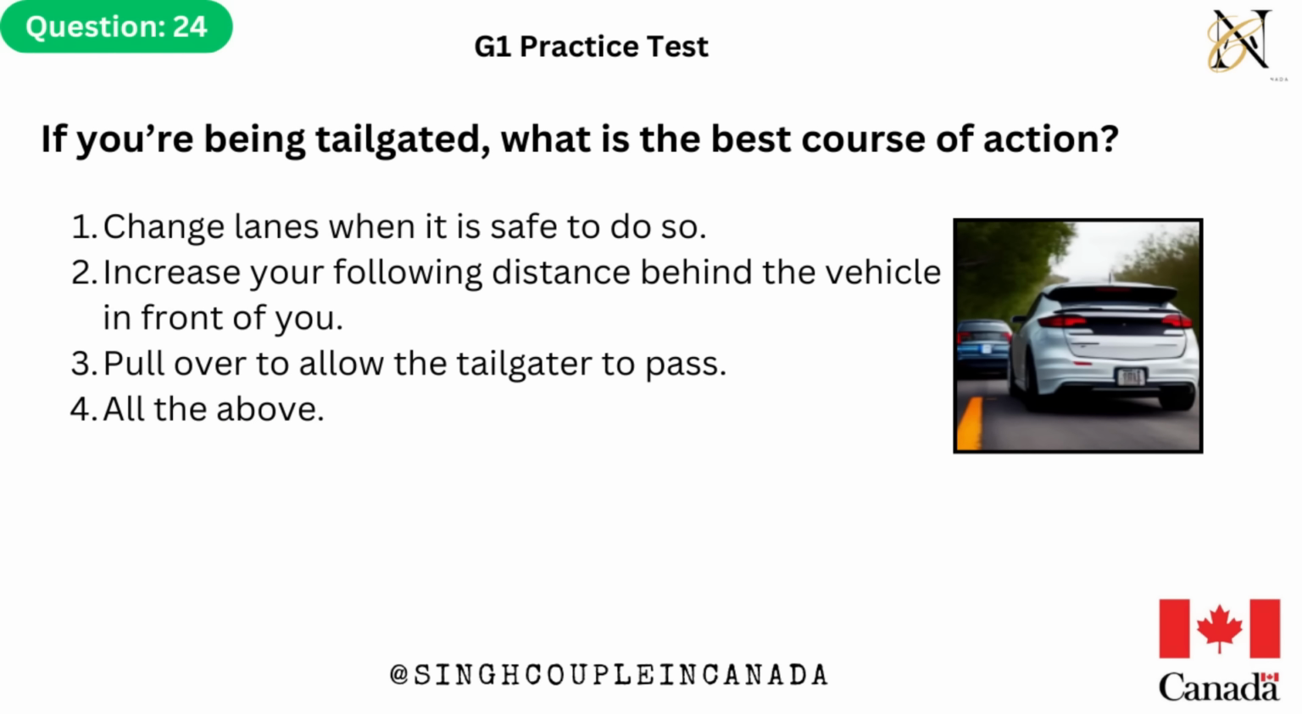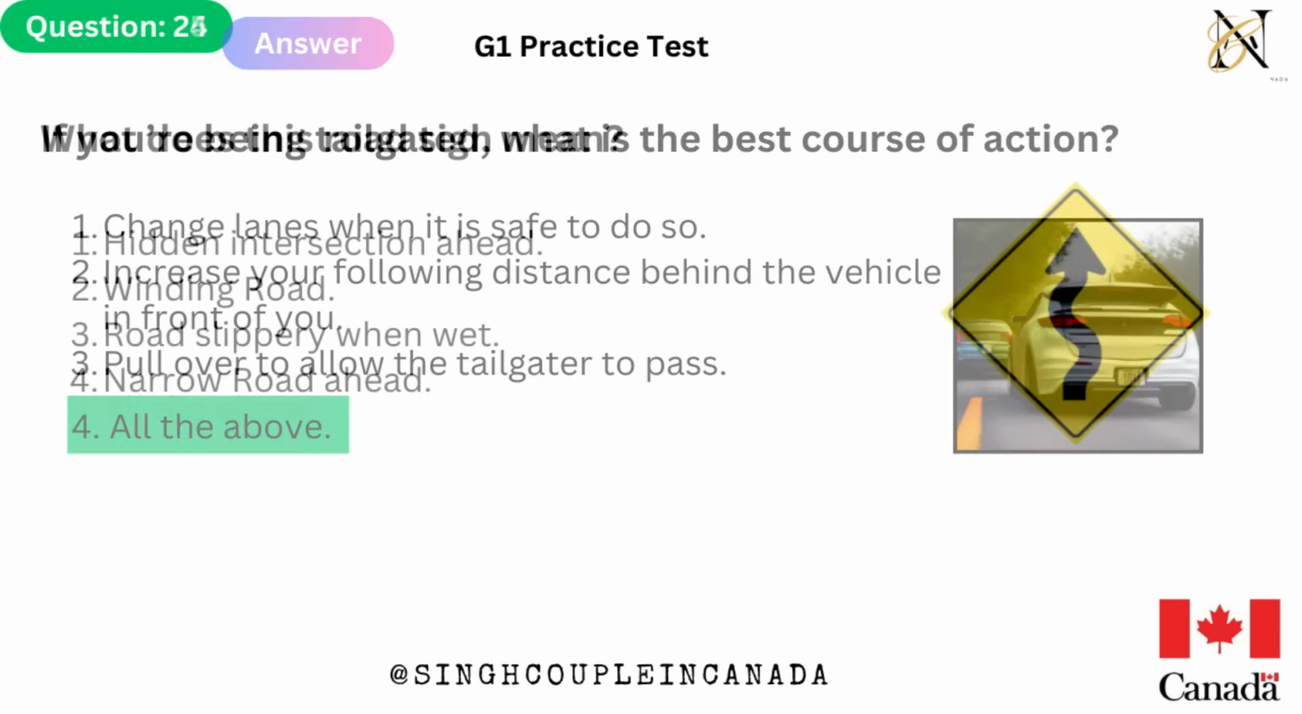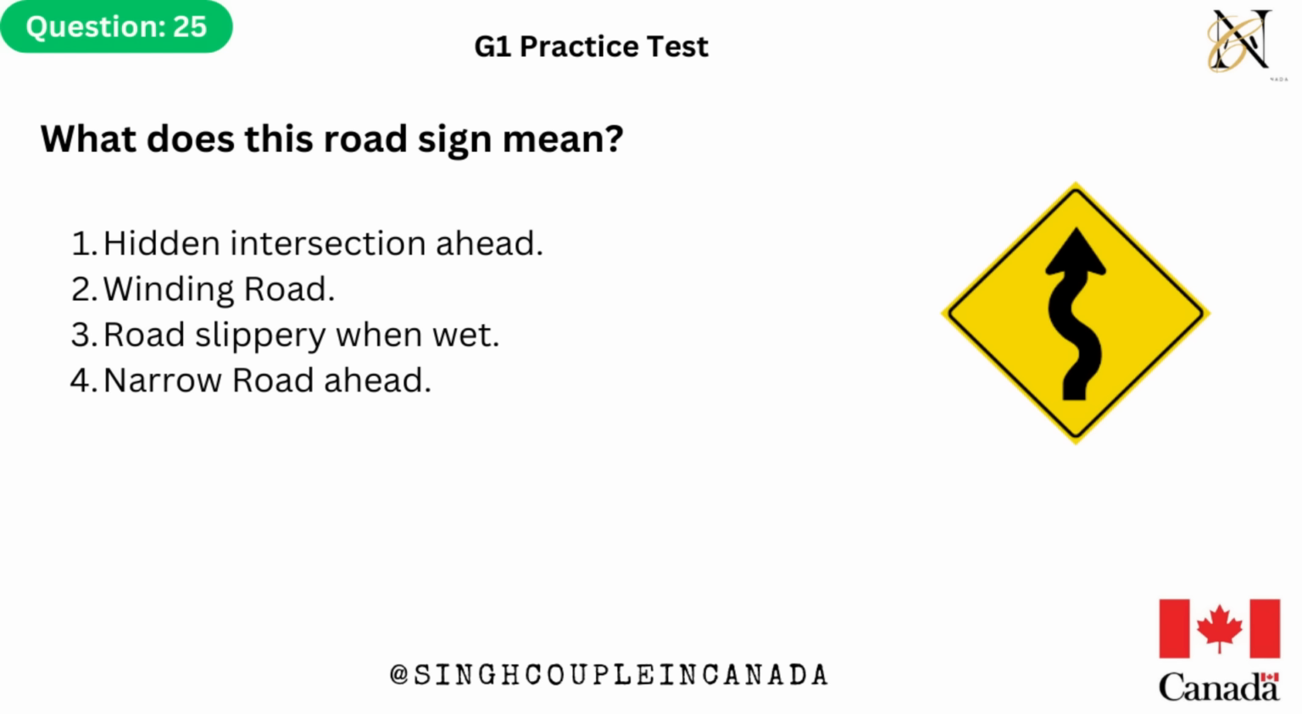If you're being tailgated, what is the best course of action? 1. Change lanes when it is safe to do so. 2. Increase your following distance behind the vehicle in front of you. 3. Pull over to allow the tailgater to pass. 4. All the above. The answer is 4. All the above.